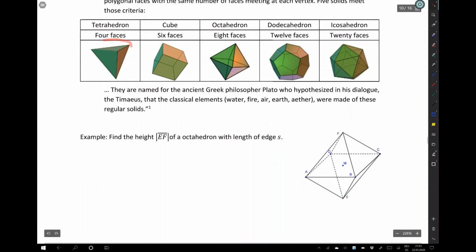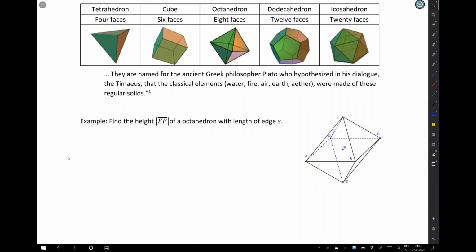The tetrahedron is built from 4 equilateral triangles, the cube from 6 squares, the octahedron from 8 equilateral triangles, the dodecahedron is built from 12 regular pentagons, and the icosahedron is built from 20 equilateral triangles.